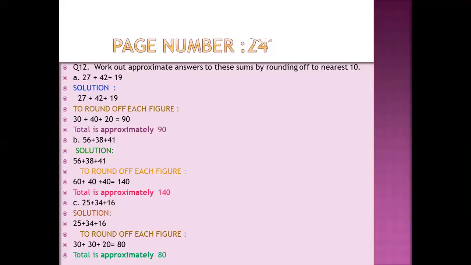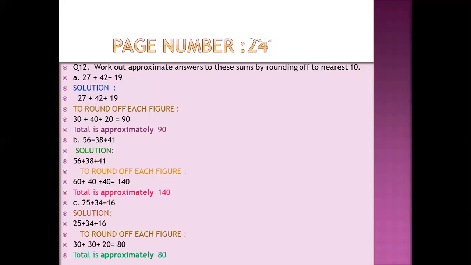In the next number, 8 is greater than 5, so we put there 40. And the last term is 41. Instead of 41, we write there 40 because 1 is less than 5. So our rounded numbers are 60, 40, 40.